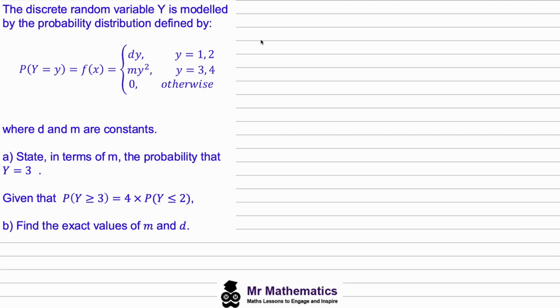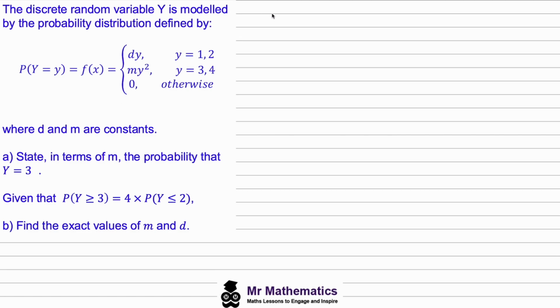Okay, so in our final question, we're given this probability mass function where d and m are constants, and we've been asked to work through parts A and B. So do you want to try this question yourself? You can pause the video and then come back when you're ready. Okay, so how did you get on?